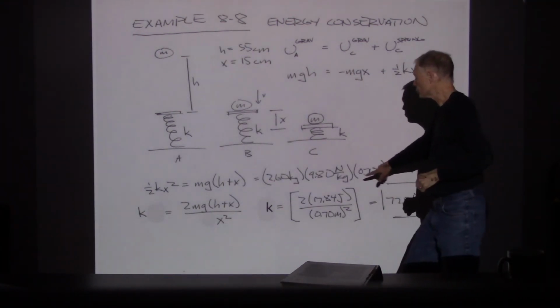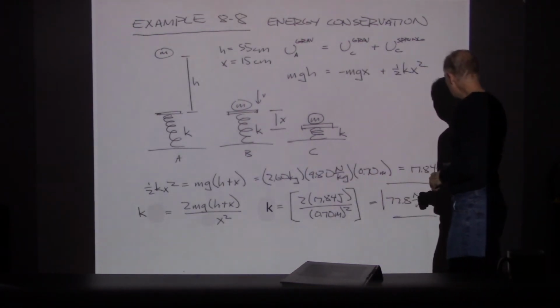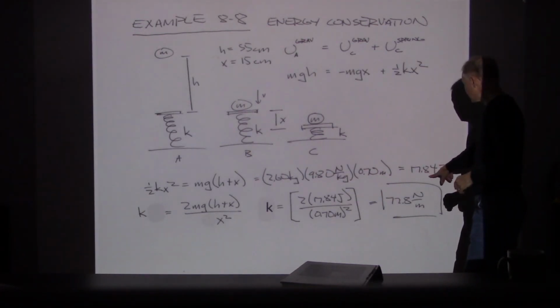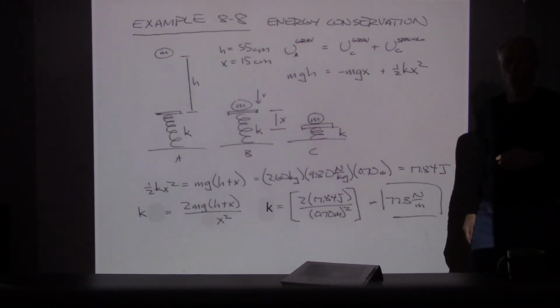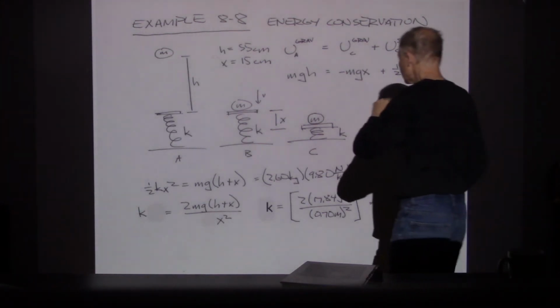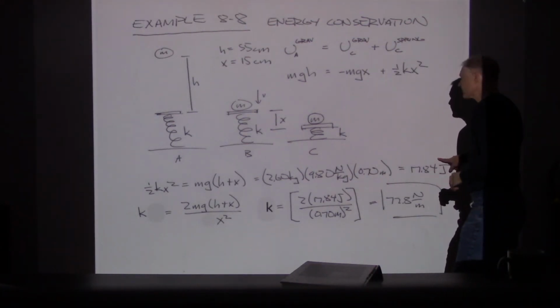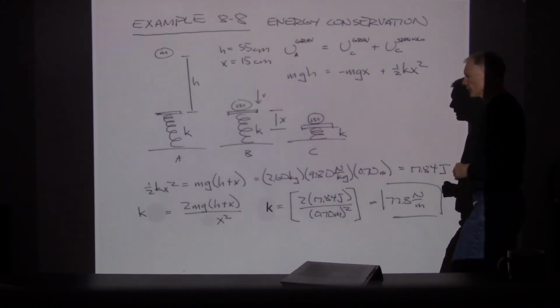So here is the m, here's the Earth's gravitational field. When I calculate that, I get 17.8 joules of potential energy that will be stored in the spring. In picture C, at time C, right here, I have 17.84 joules of energy stored in that spring.